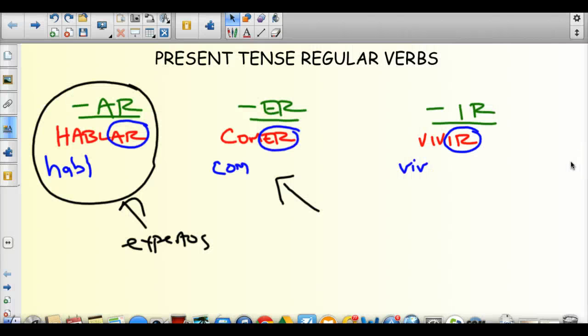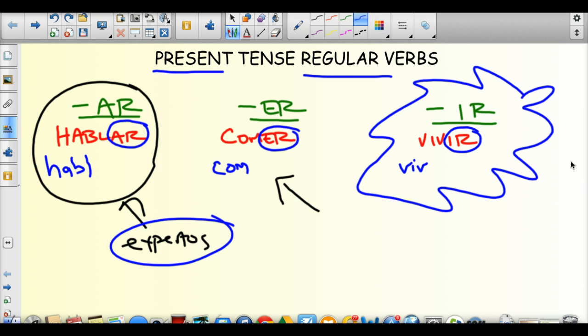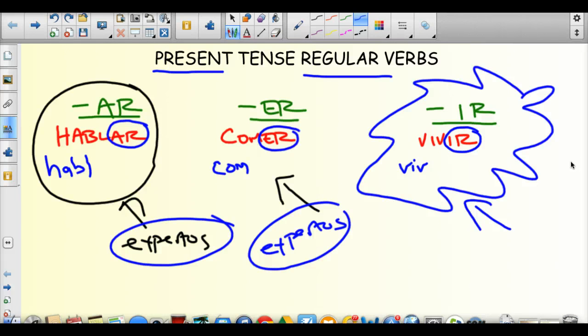Ok chicos, en este video nosotros vamos a hablar del presente, de los verbos regulares y en este screencast nosotros vamos a concentrar en los verbos de IR, so IR verbs. We've already talked about AR verbs in one screencast, we've talked about ER verbs in another screencast, so somos expertos. We're experts on that stuff, AR and ER verbs in the present tense. Now let's take a look and concentrate on our IR verbs.